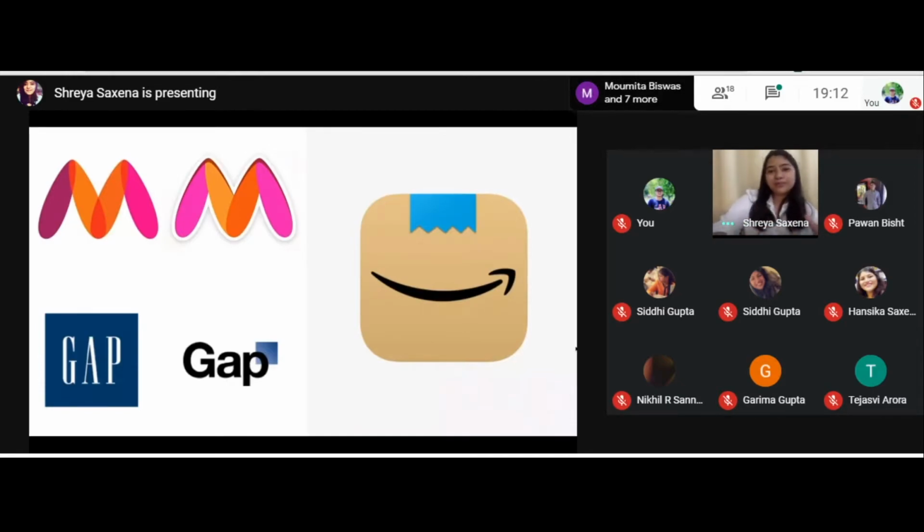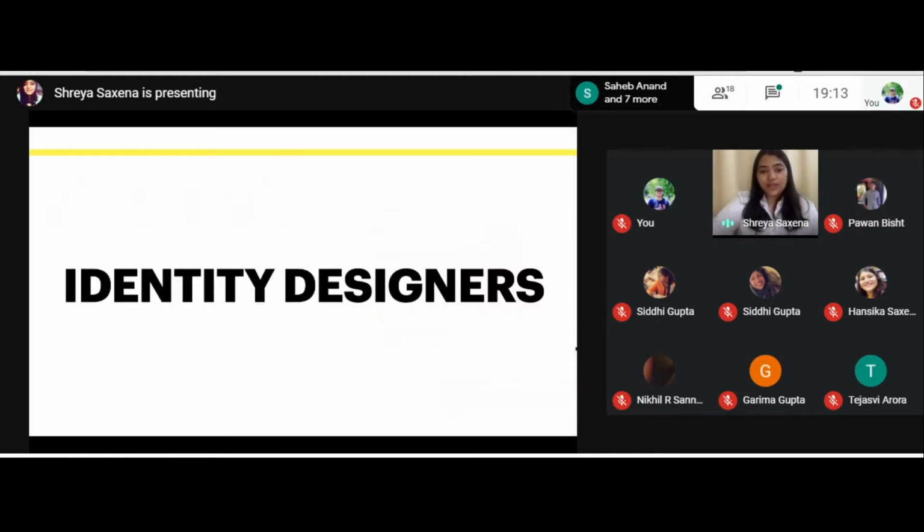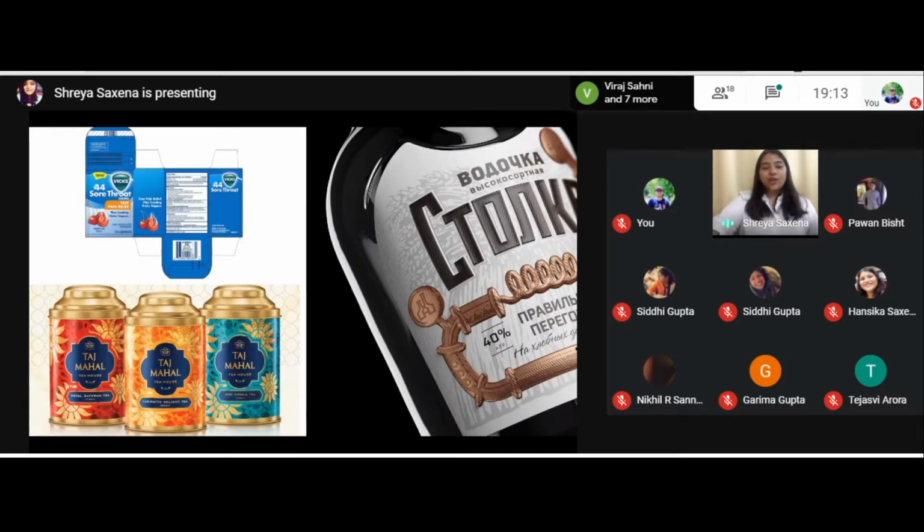This is what happens when you are not observant, you do not empathize with the audience, and you do not ask enough questions before you ship a product. So be very, very careful of what you are shipping to the final audience. Like I said, these are all examples of identity, and the ones who design these are known as identity or brand designers.